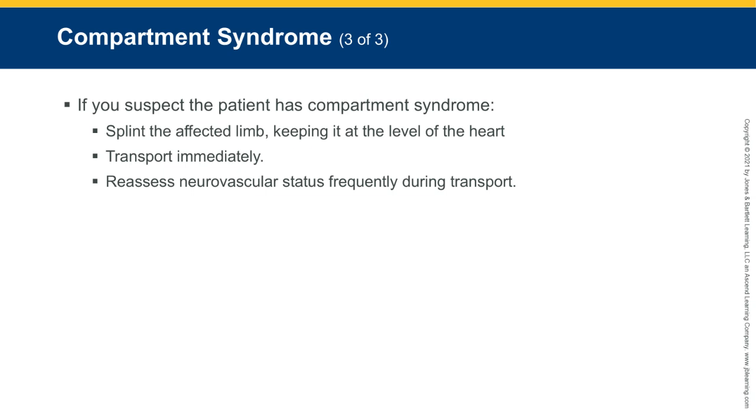If compartment syndrome is suspected, the affected limb should be splinted at the level of the heart to minimize swelling. The patient must be transported immediately for emergency surgical intervention. Reassess neurovascular status frequently during transport, as worsening symptoms may indicate increasing pressure.